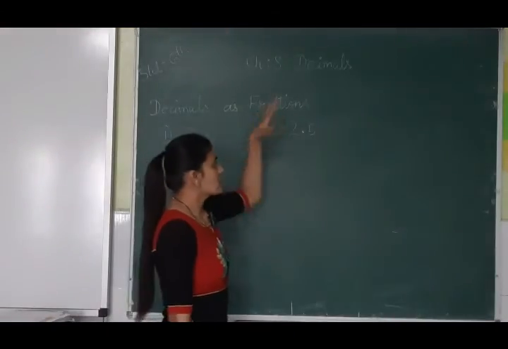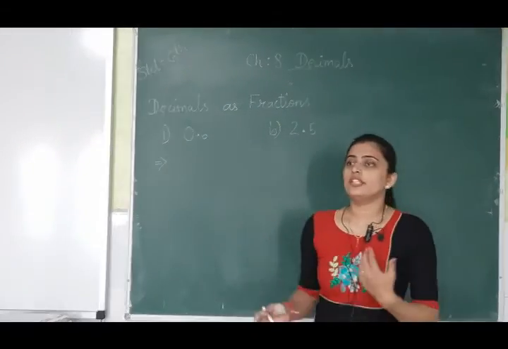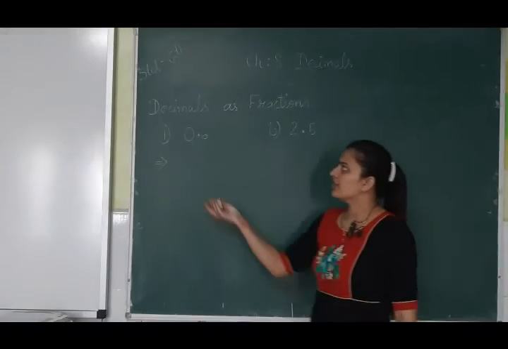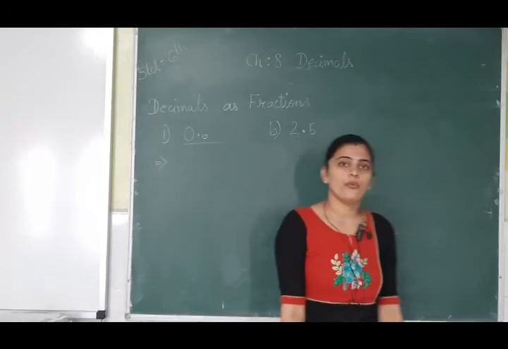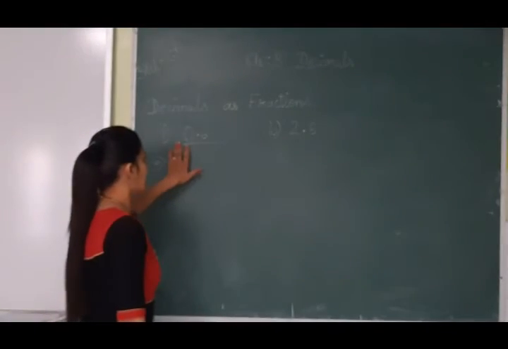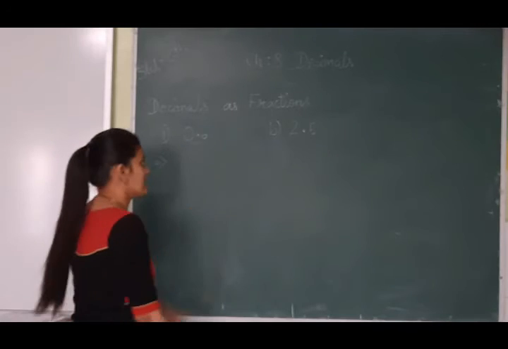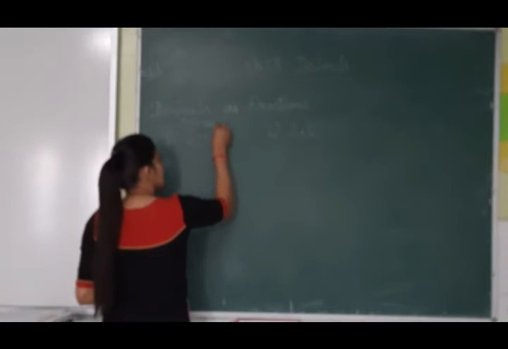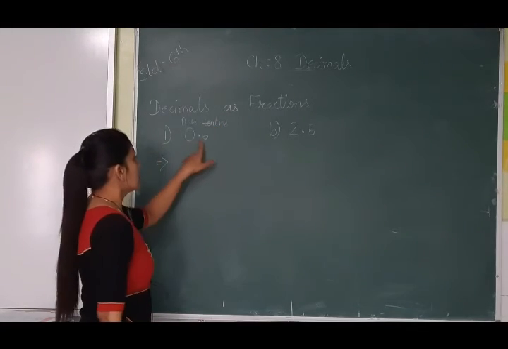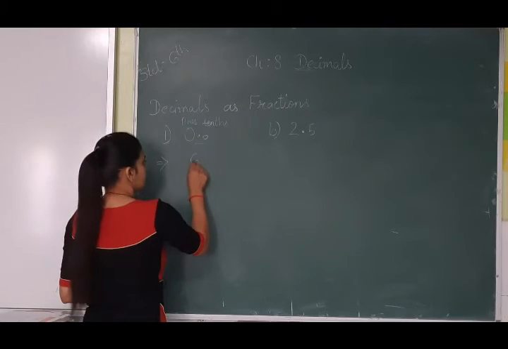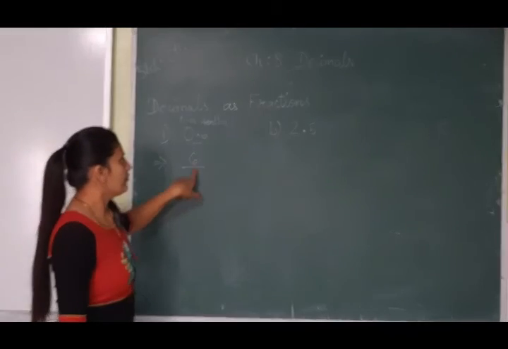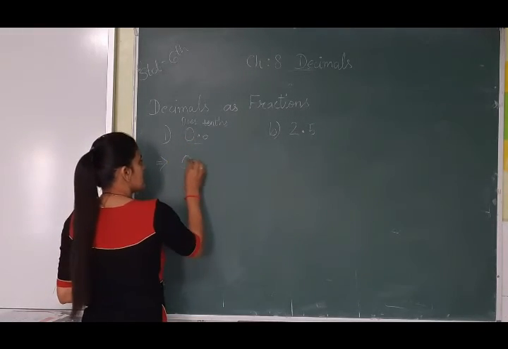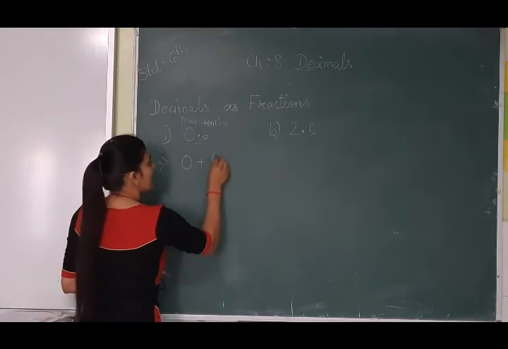Decimals as fractions. Now decimals are given to you and you have to convert them into fractions. Fraction means a number which has a numerator and a denominator. Now the decimal is given, 0.6. Now 0.6 means 6 is at the tenths place and 0 is at the ones place. So here you have to write down 6. Now at the bottom what will we write? 6 is at the tenths place. This 0 we can write in this sense, 0 plus 6 divided by 10.